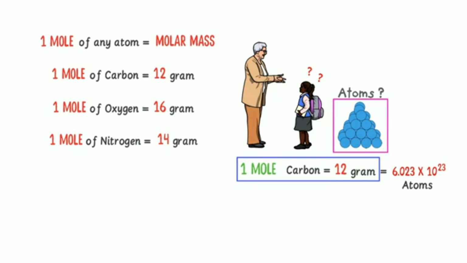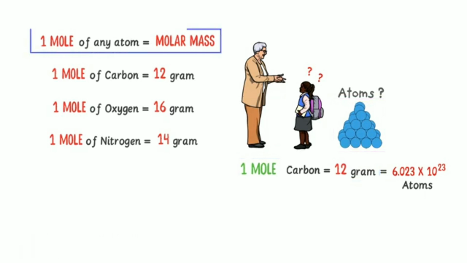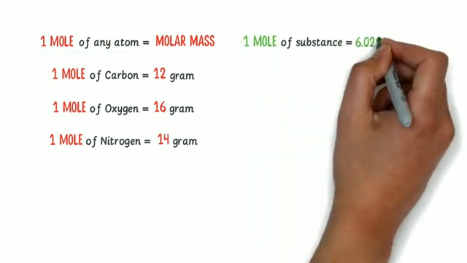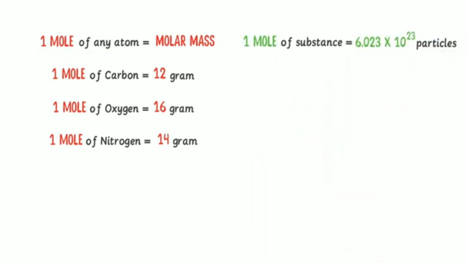Thus, in 1 mole of carbon, there are 12 grams of carbon atoms, or there are 6.023 × 10^23 atoms present. It means we have to modify this definition of a mole. 1 mole is equal to molar mass, or 1 mole of any substance contains 6.023 × 10^23 particles. Here, particles mean atoms, molecules or ions. If you are still confused, let me further explain it.